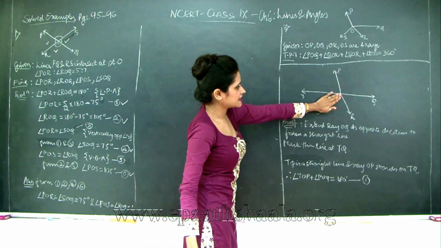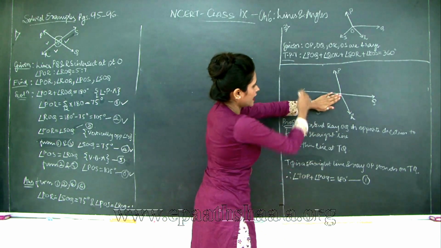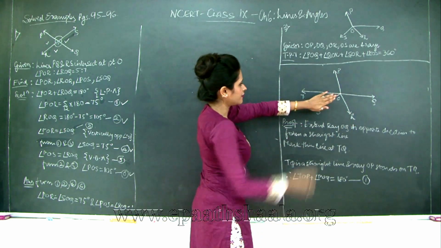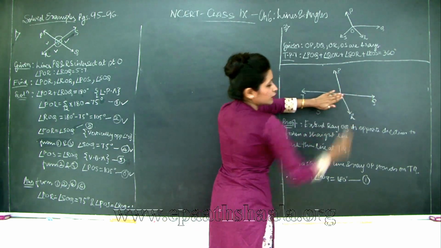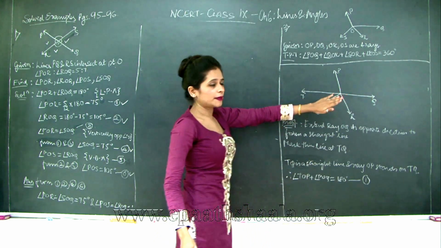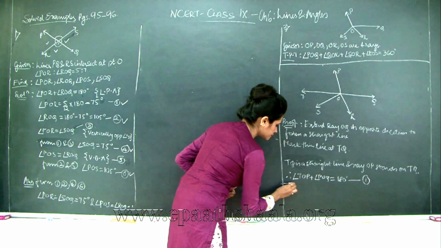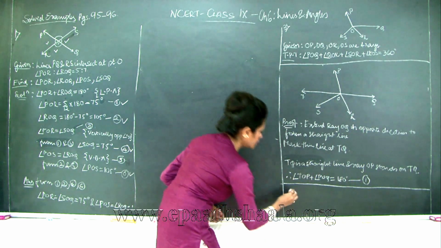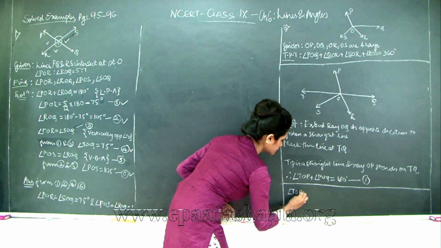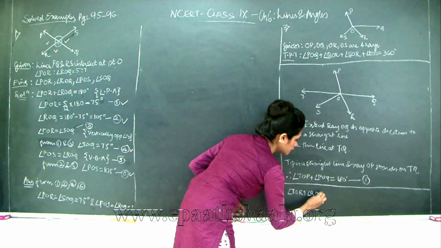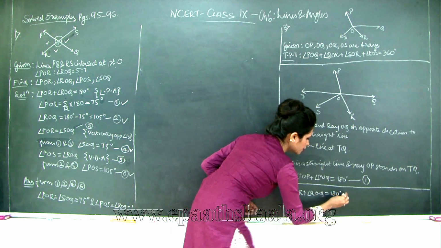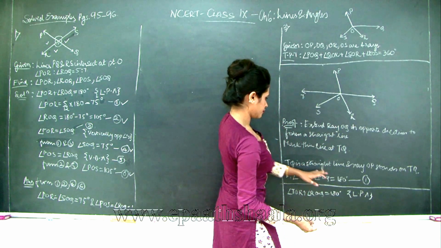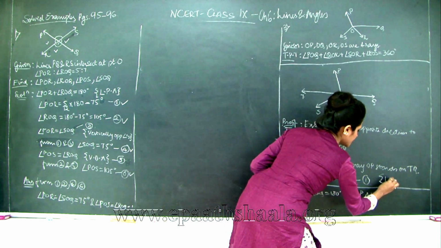Now, if I hide this ray, what can I say? We have straight line TQ and ray OR is standing on this line. Therefore, angle TOR plus angle ROQ is 180 degrees. Correct? Through the same linear pair axiom. So, let's write this down. Angle TOR plus angle ROQ is equal to 180 degrees through the linear pair axiom. I missed out to write linear pair axiom here.